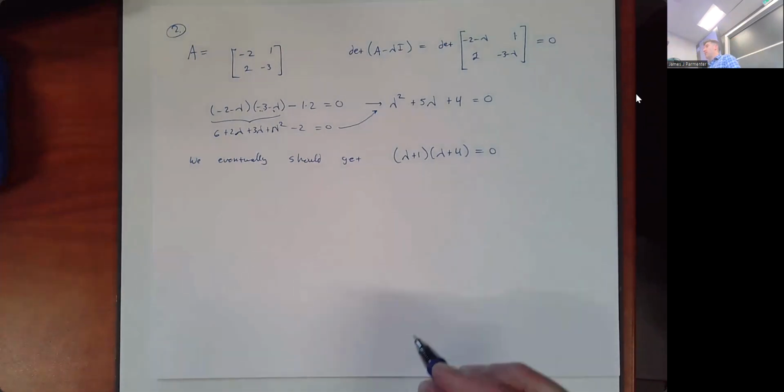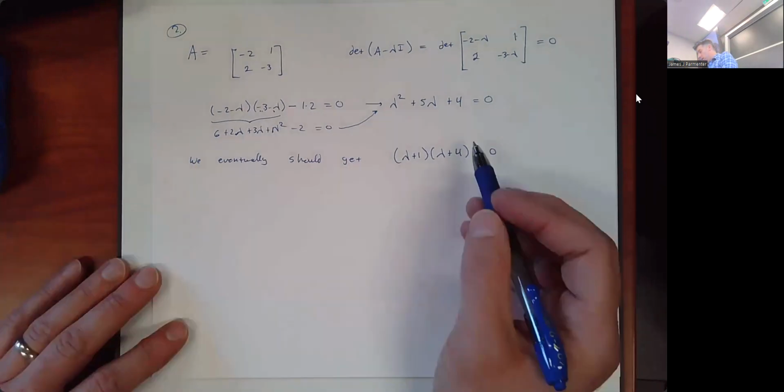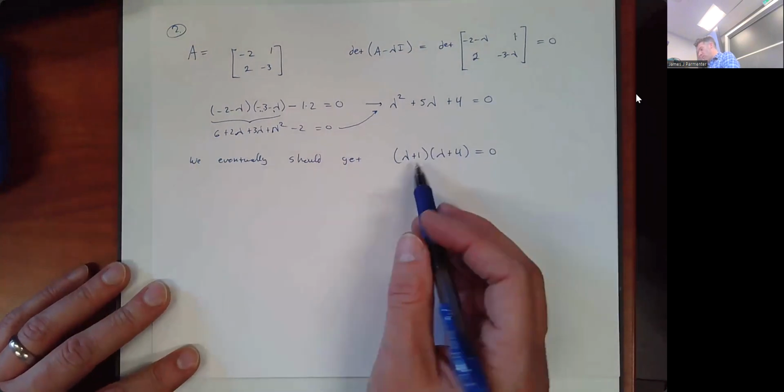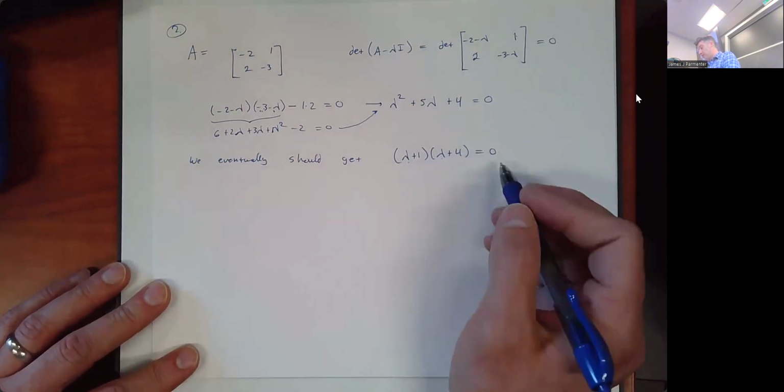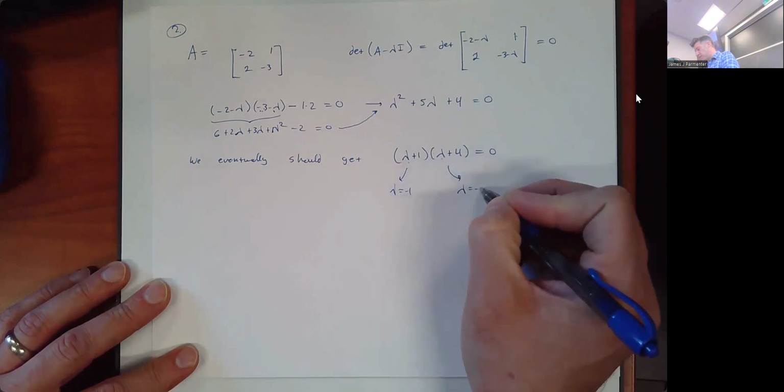They're not always going to factor. In fact, when you take 17C, a lot of the time you're going to get eigenvalues that are complex, meaning you have imaginary roots. Just prepare yourself for it because it's going to happen. So here we get lambda plus 1 times lambda plus 4 equal to 0, so lambda equals -1 and lambda equals -4.